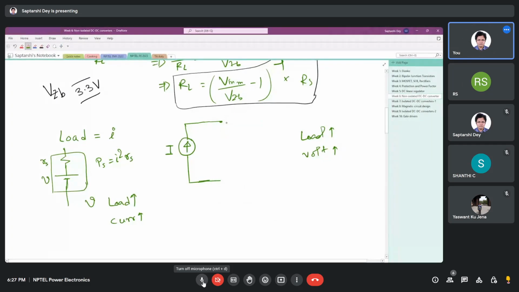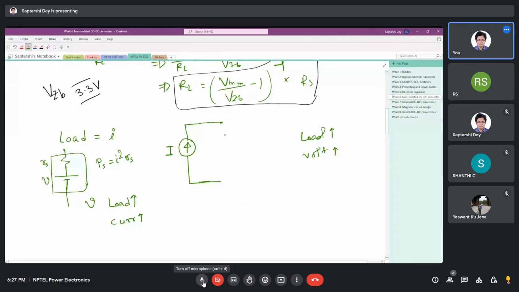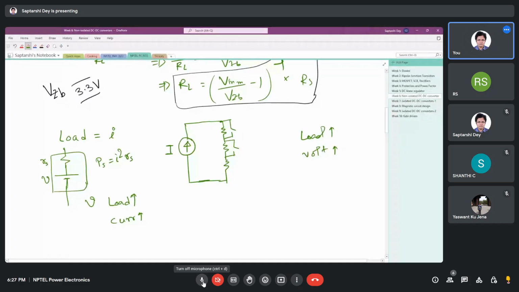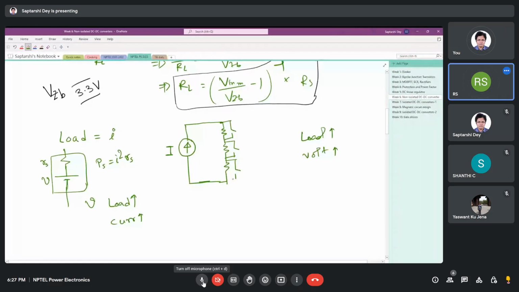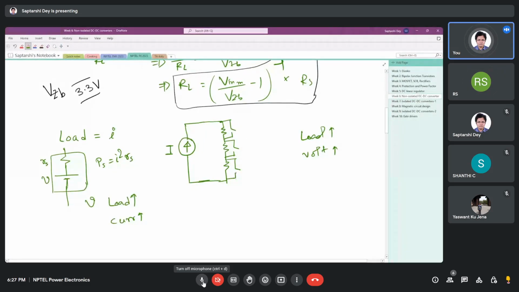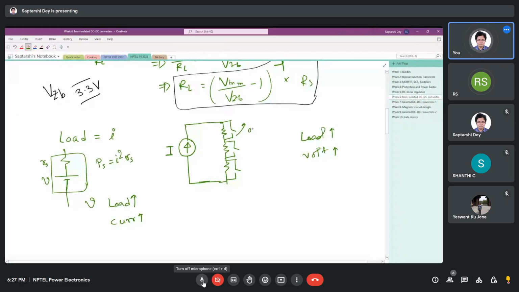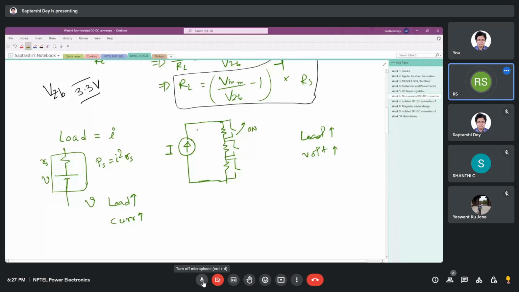So load 1, load 2, load 3, and the switches will be in parallel to them, right? Turning on a load means I am opening that switch, right? Opening means turning on the load. Ideally speaking, yes.